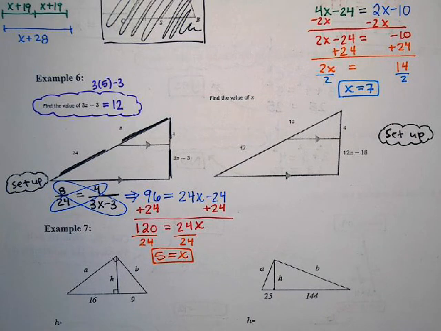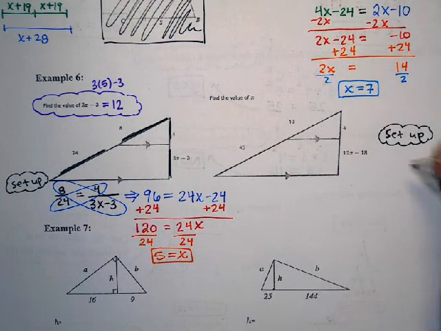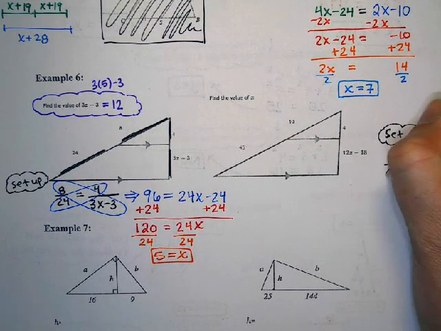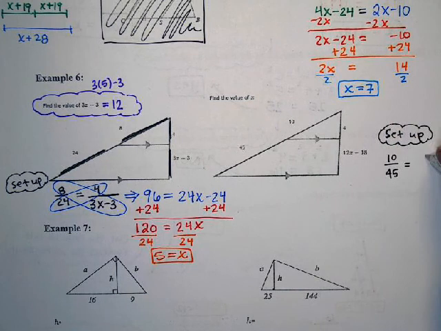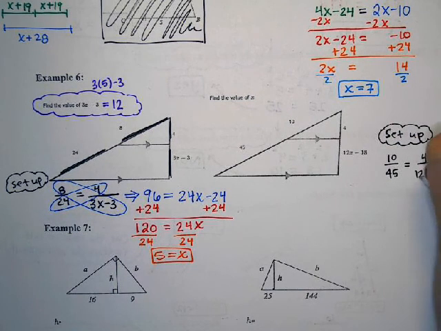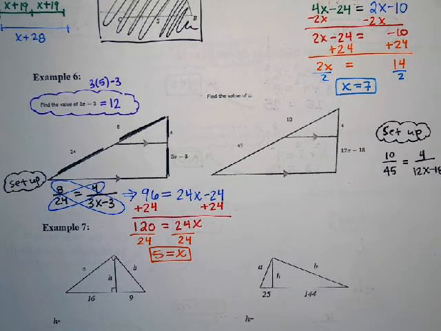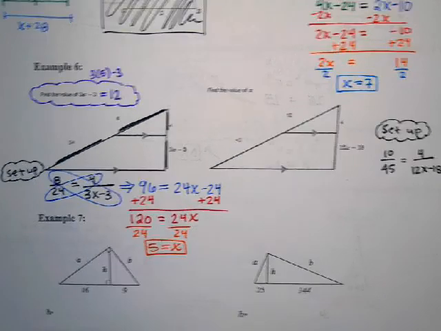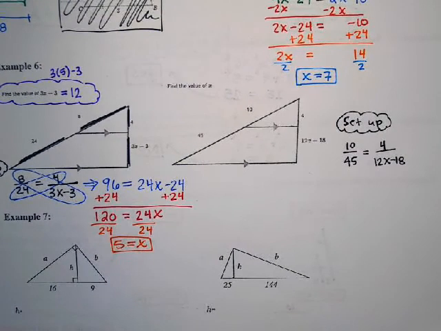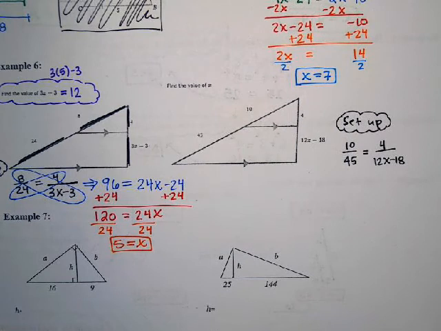Who thinks that they could set up the example on the right? What'd you get? 10 over 45. Okay. And then equals 4 over 12x minus 18. Perfect.